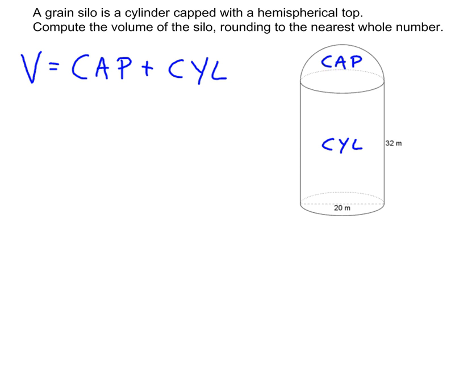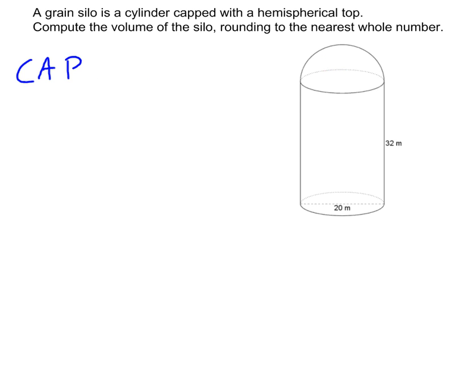The cap is a hemisphere, that is half of a sphere. So its volume should be 1/2 the volume of a sphere. Let's write this in. The cap should be 1/2 the volume of a sphere, which is given by the formula 4/3 times pi times r cubed, where r is the radius.